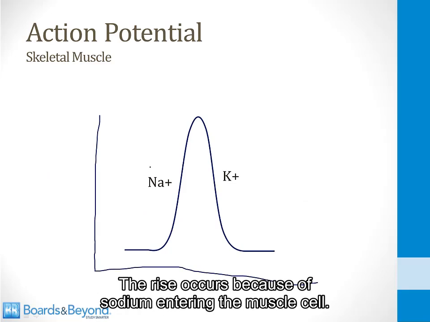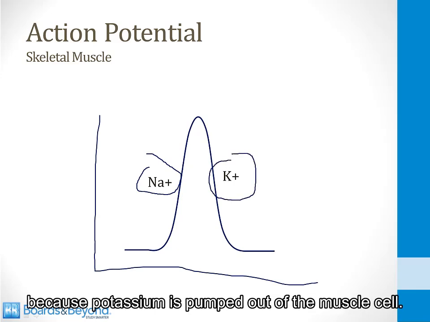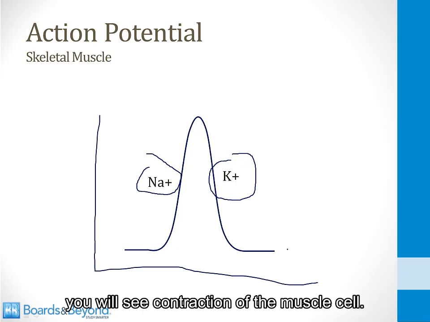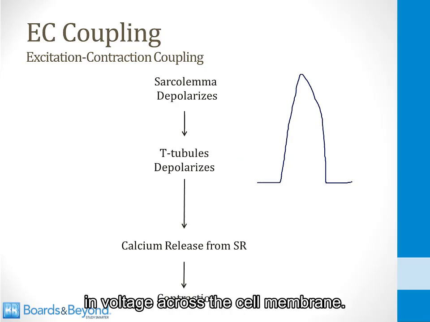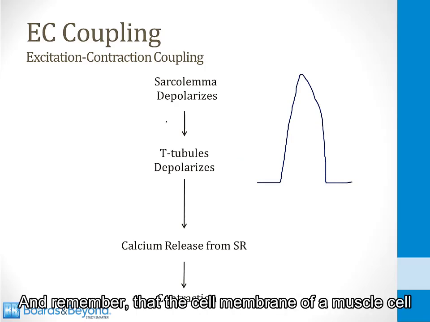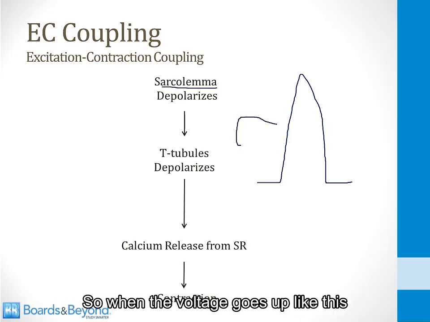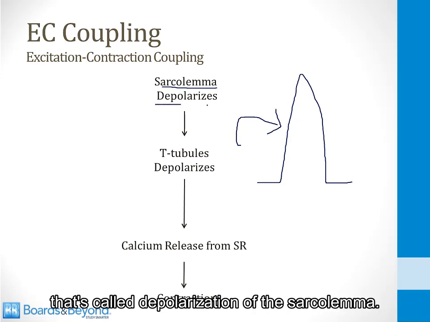The rise occurs because of sodium entering the muscle cell. The decline in the membrane voltage happens because potassium is pumped out of the muscle cell. And then, as I told you before, shortly after the membrane goes through this change in voltage, you will see contraction of the muscle cell. So the action potential is a change in voltage across the cell membrane. And remember that the cell membrane of a muscle cell is called the sarcolemma. So when the voltage goes up like this in the action potential, that's called depolarization of the sarcolemma.